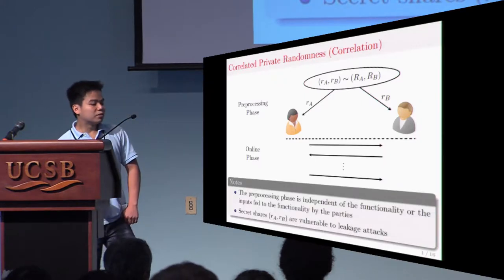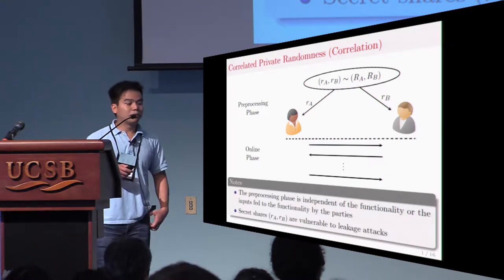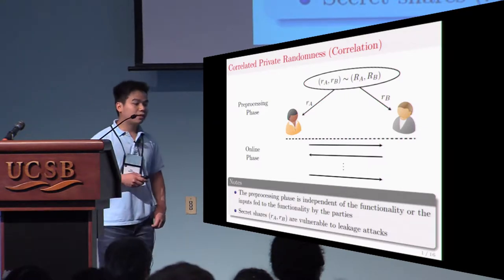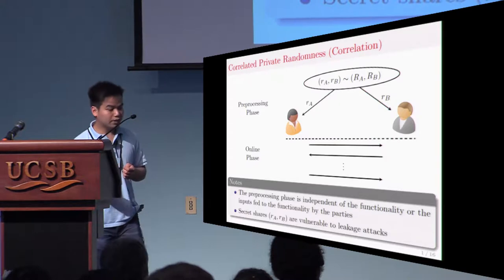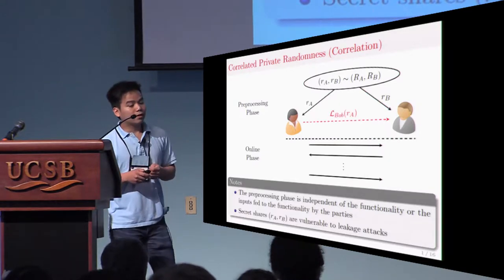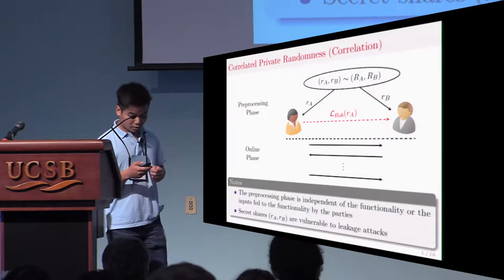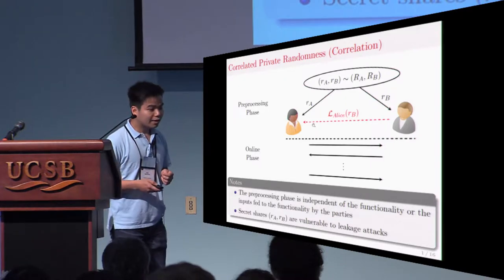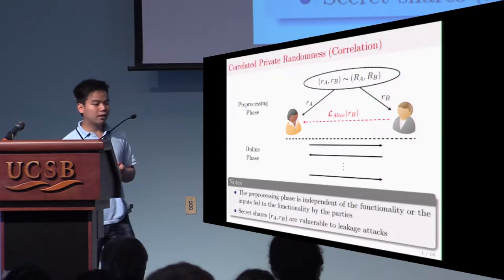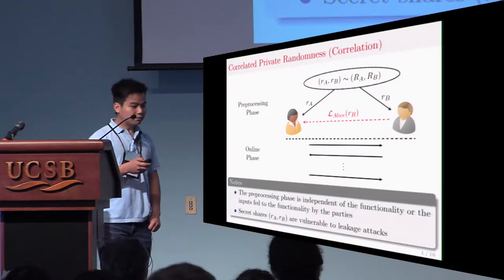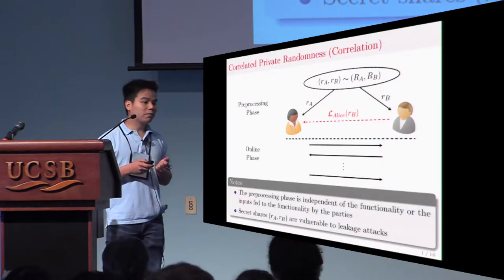Note that the preprocessing phase is independent of the functionality or the inputs fed to the functionality by the parties. And the secret sets (rA, rB) are vulnerable to leakage attacks. For example, a malicious Bob can get some additional information about Alice's secret set rA. And vice versa, a malicious Alice can obtain some additional information about Bob's secret set, rB. In the case of leakage, the correlation (rA, rB) is called a leaky correlation.